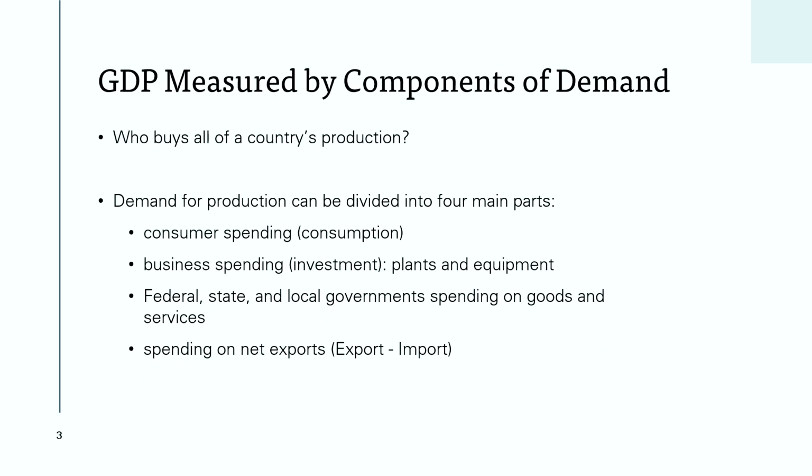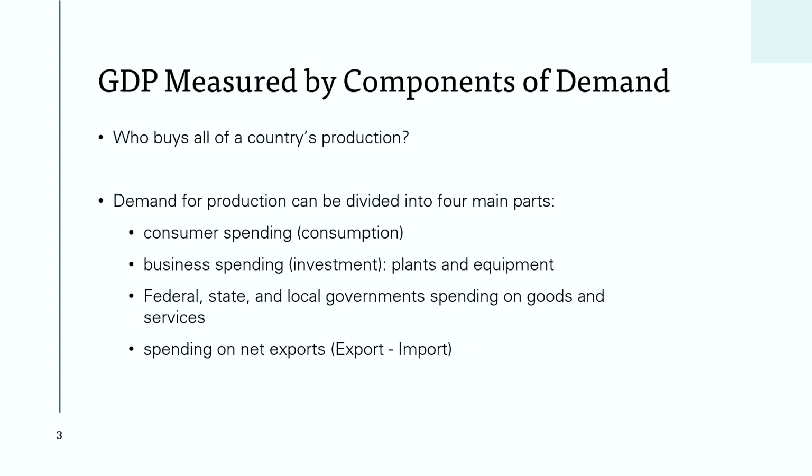To understand the demand side of the GDP, we should ask a simple question. Who buys all the goods and services produced? The answer can be divided into four main components: consumer spending, business investment, government spending, and net exports.